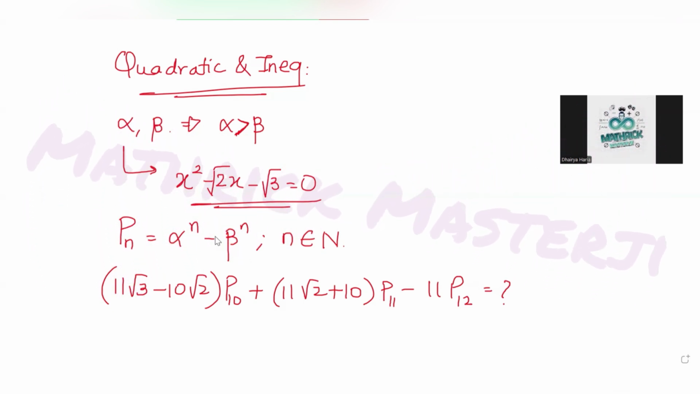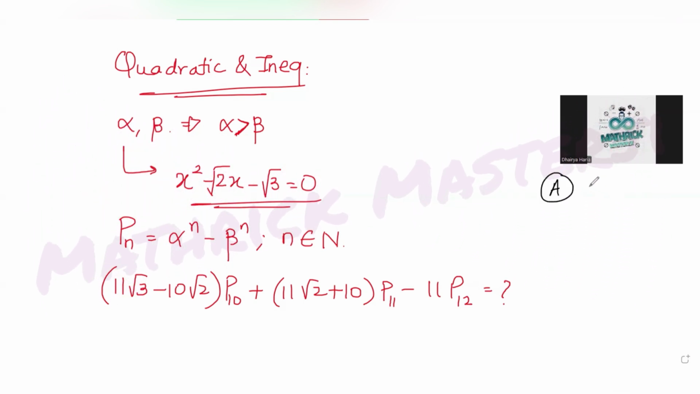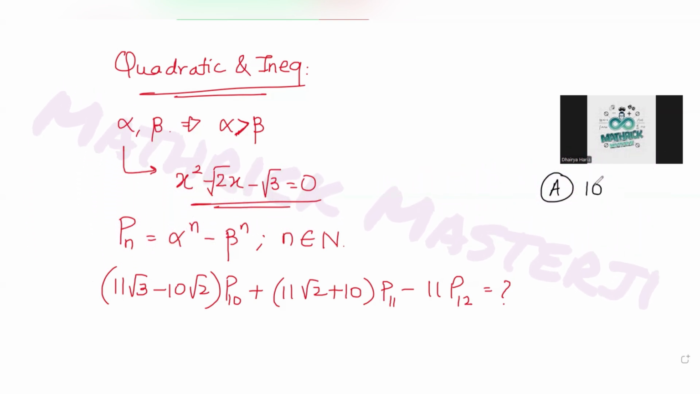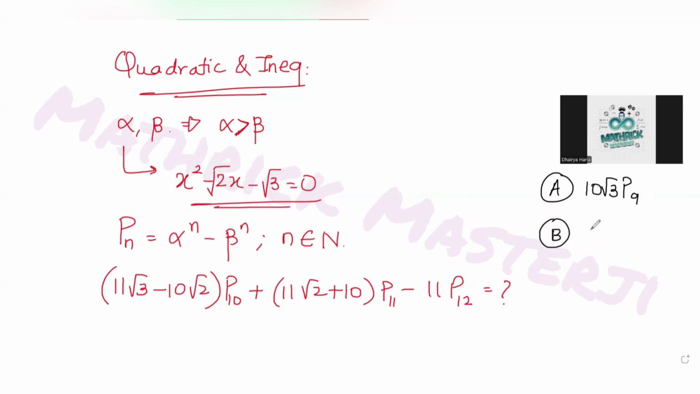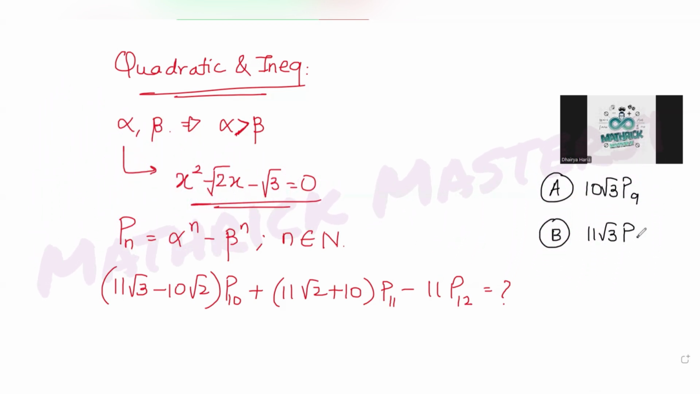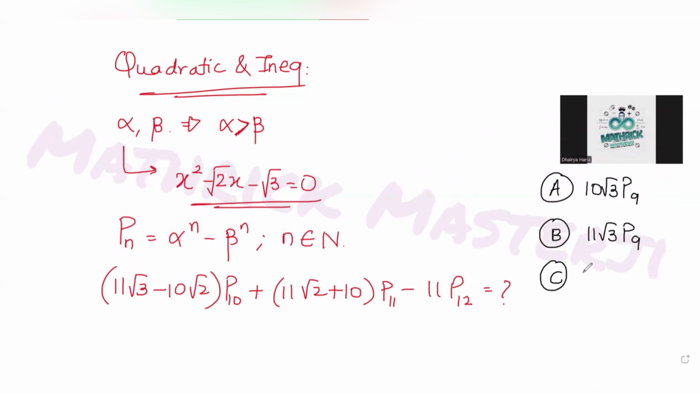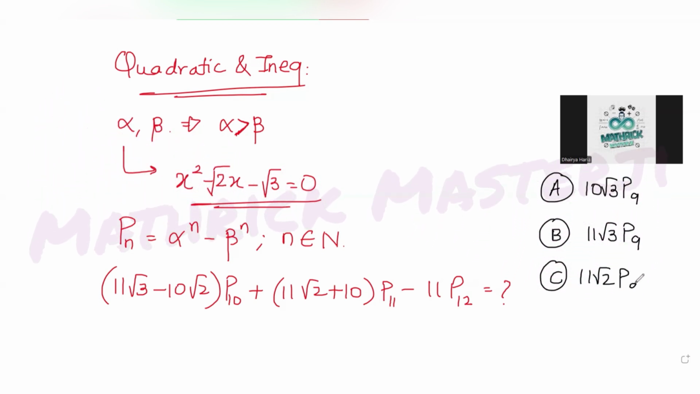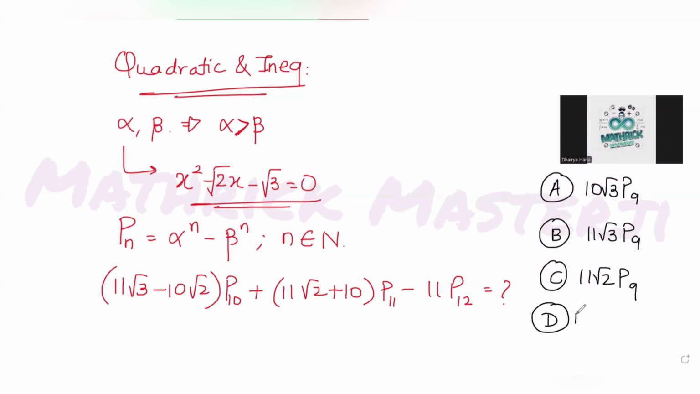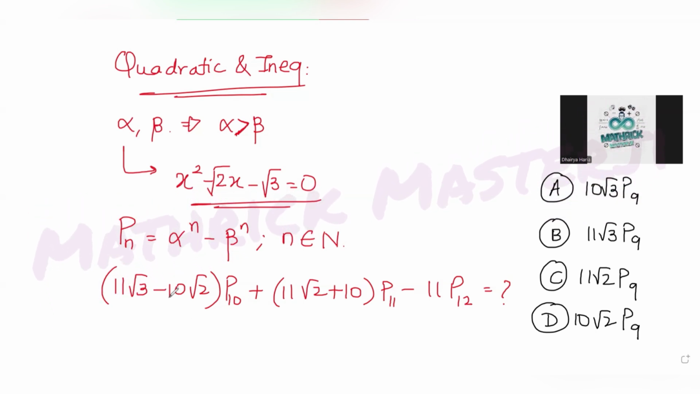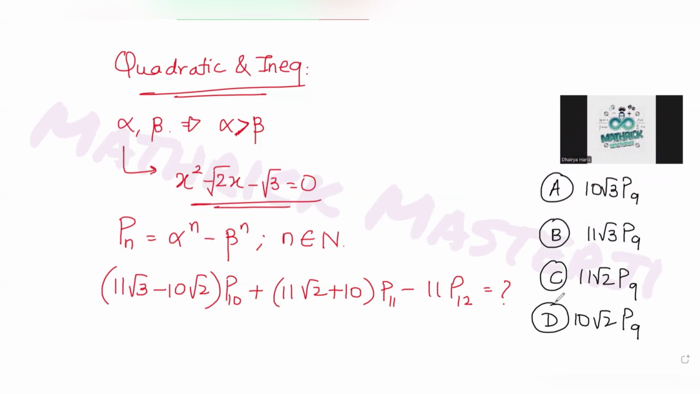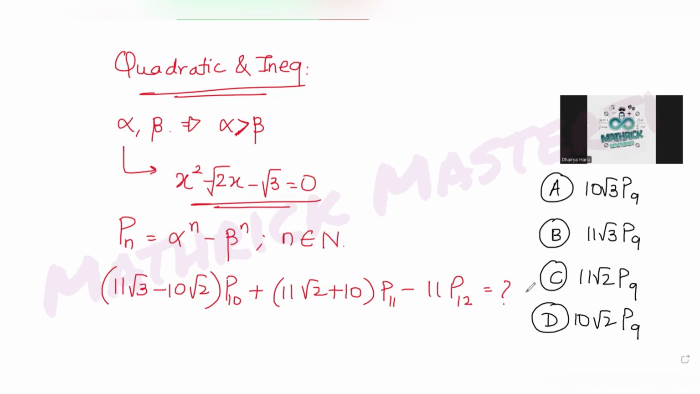And the answer choices we have been given are: first, 10 root 3 P9. The second answer choice, 11 root 3 P9. Third answer choice, 11 root 2 P9. And the fourth answer choice is 10 root 2 P9. So we need to figure out which one of the answer choices is the correct value of this entire expression. Let's try to solve this question.